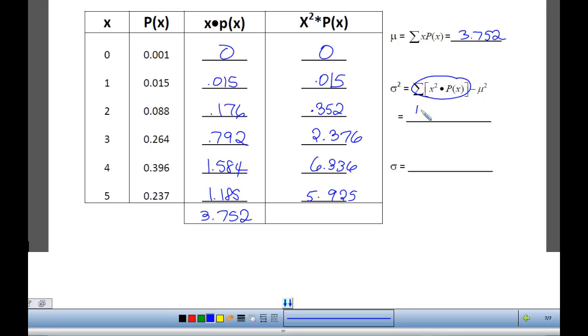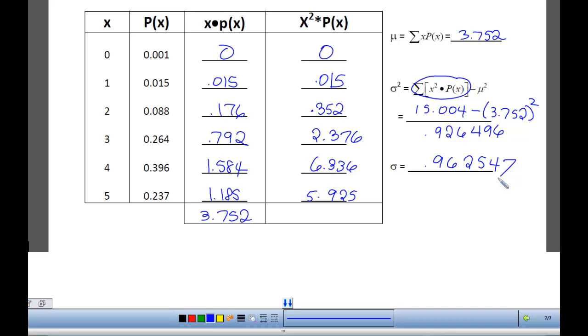Okay, so we get 15.004 minus 3.752 squared. Okay, and we get what? All right, 0.926496. And if we take the square root of that, that would give us the standard deviation, which is 0.9625. Okay, very good.